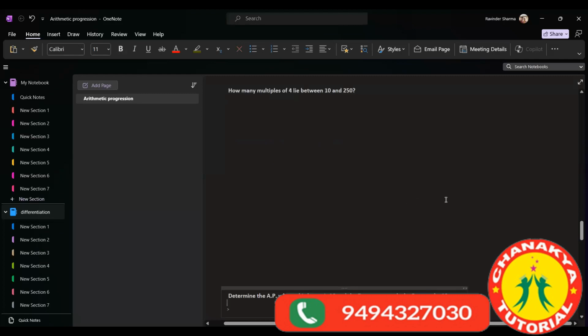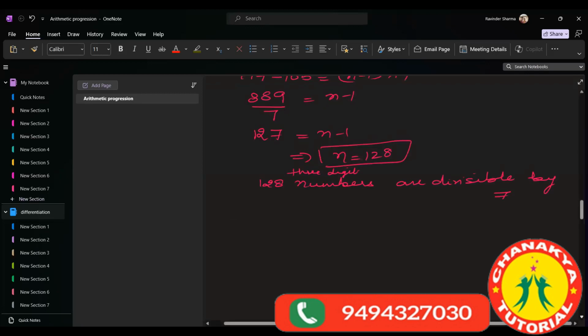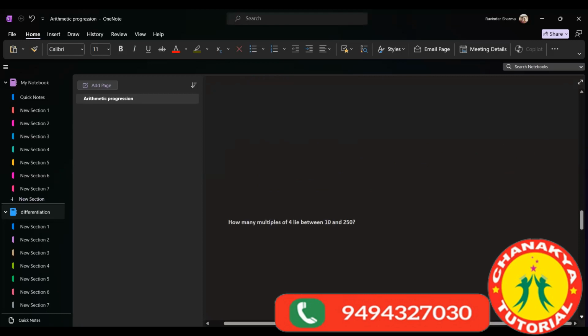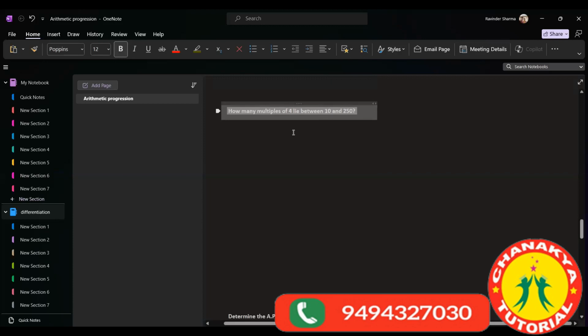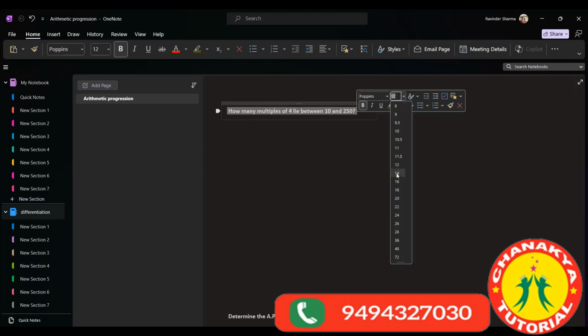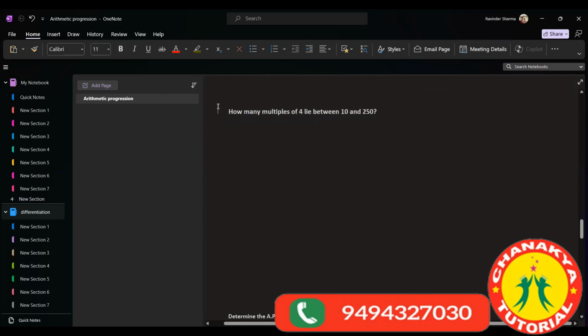Okay, then this was the question: how many multiples of 4 lie between 10 and 250? So in between 10 and 250, we have to find how many multiples are there. It means you have to find n, right?